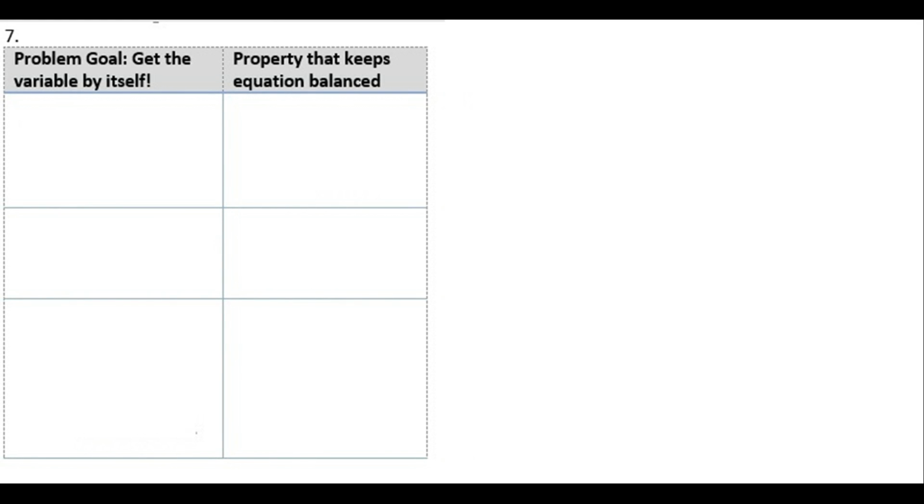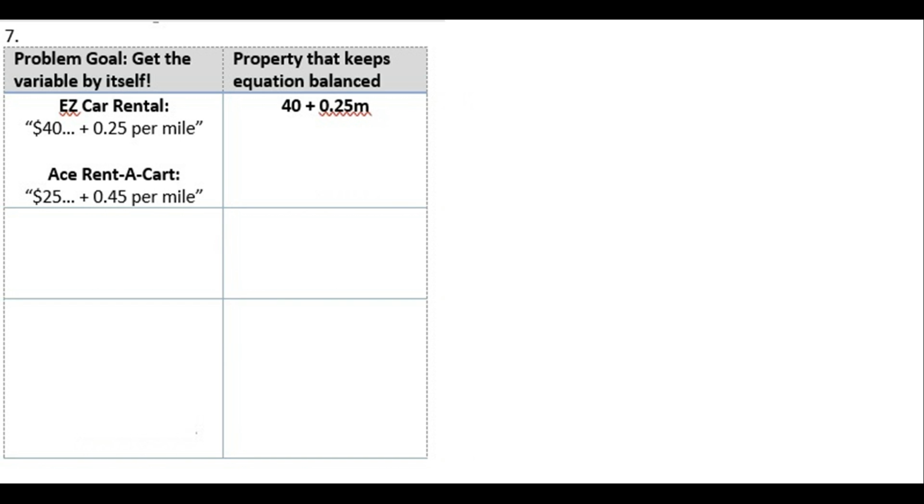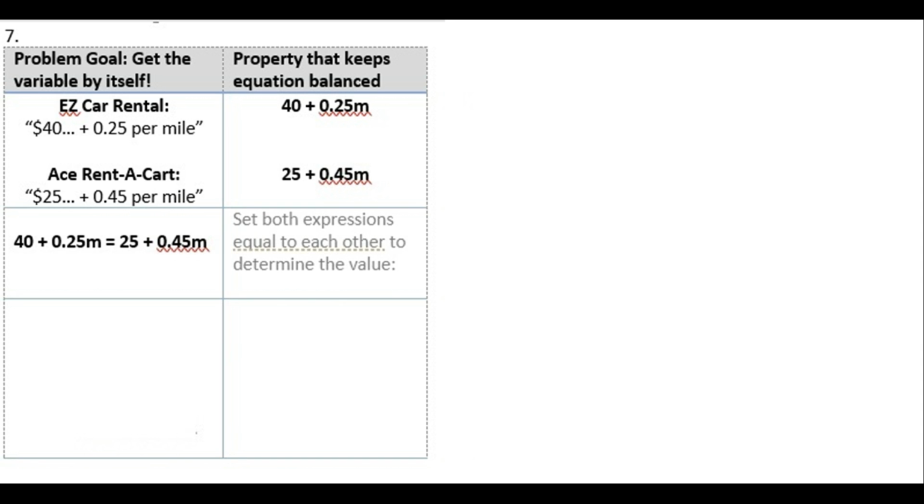Okay, here we are. We have number 7. You notice I've used a little more space for this one, and you'll see why in a minute. Okay, so this is a word problem. We have Easy Car Rentals, and we're looking at one day. $40 is the base charge plus 25 cents per mile. So we're going to go with 40 plus 0.25m. And here we have Ace Rent-A-Car, $25 plus 45 cents per mile. So that's 25 plus 0.45m. And they want to know how many miles it takes so that you end up spending the same thing at both places. I used to hate problems like this.